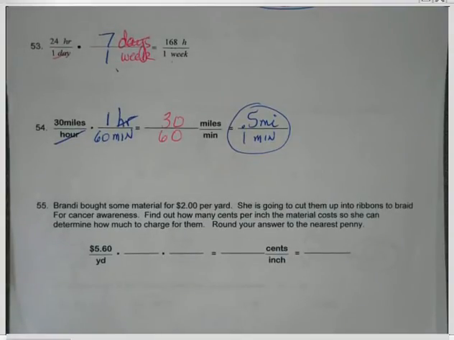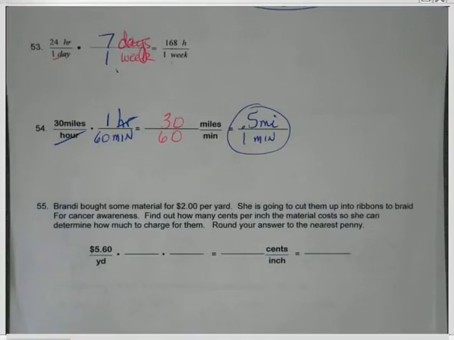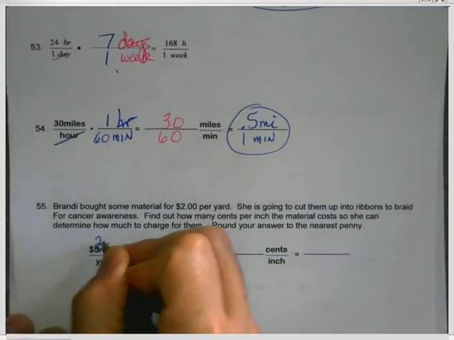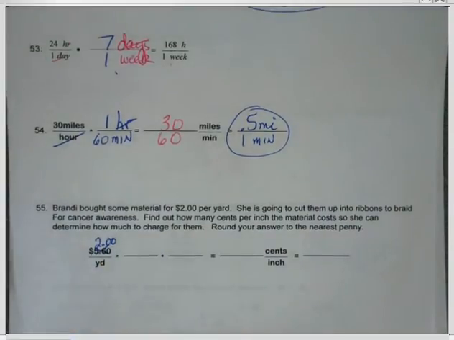Brandy bought some material for $2 per yard. She's going to cut them up, and I've got 560 here. She's going to cut them up into ribbons to raise cancer awareness. Find out how many cents per inch the material costs so she can determine how much to charge for them. Round your answer to the nearest penny.